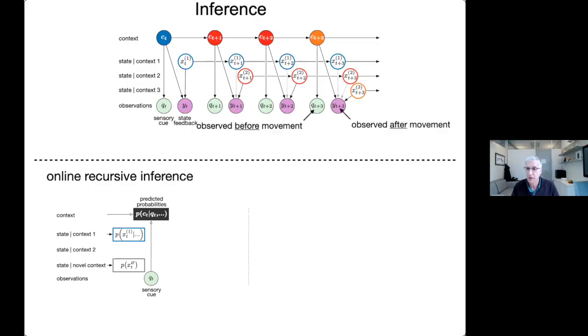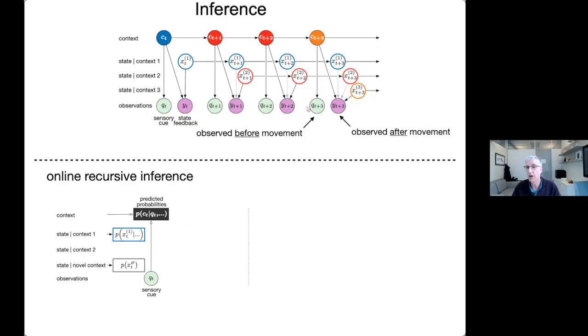The inference is rather interesting in this sort of trial-by-trial task, in that there are 2 steps to every trial. Before you move, you get to observe the sensory cue. After you move, you get state feedback. And so the inference process actually works in 2 steps: there's some inference before you move and inference after you move. So you come into a trial with a predicted belief about different contexts, given the context you believed at the last time step, your belief about transitions, and given the sensory cue experienced. So we're going to predict before we move which context we think we're in.